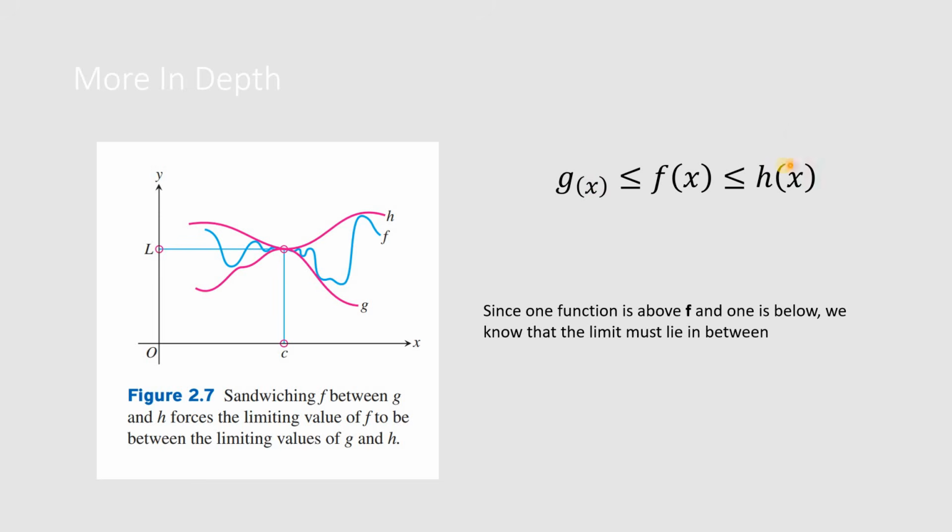So if the limit of g of x at x equals c is the same as the limit of h of x at x equals c, and f of x is sandwiched in between these two functions, that means that f of x also has to have a limit at x equals c.